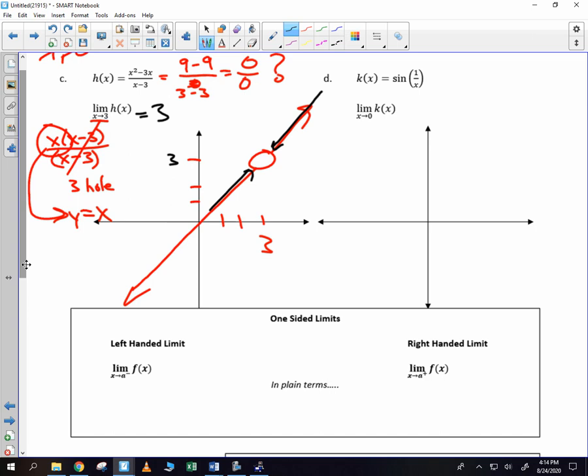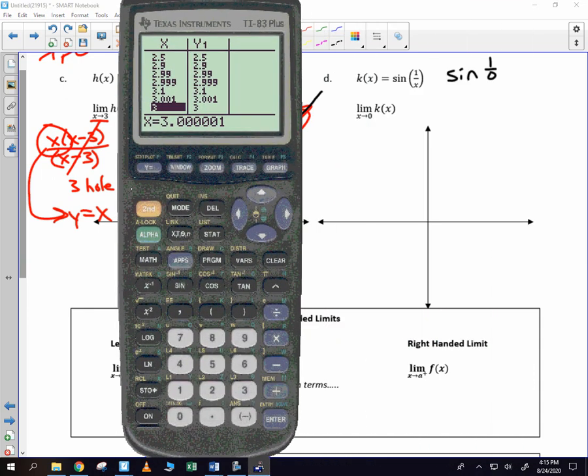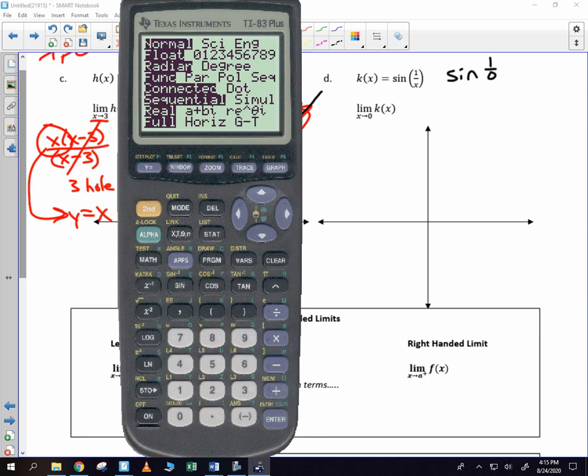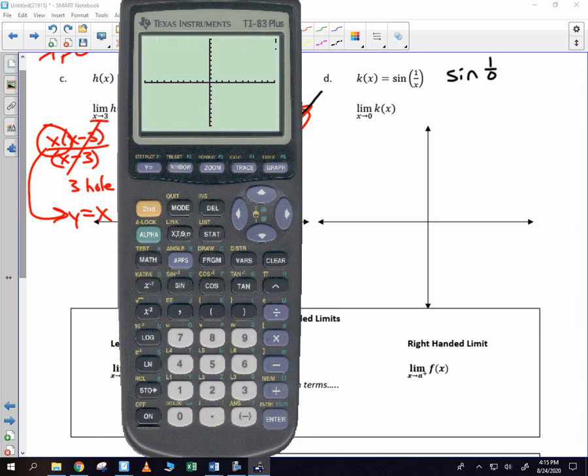This is one of my favorites. If we try plugging in 0, you get sine of 1 divided by 0. You know 1 divided by 0 is undefined, so that doesn't work. I go into y equals, I'm going to look at this graph. I do sine of 1 divided by x. Mode, make sure I'm working in radians, and I am. I'm going to zoom 6 for zooming standard. And I'm going to look at the resulting graph. The resulting graph looks like something like that.